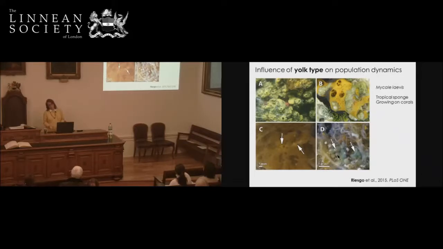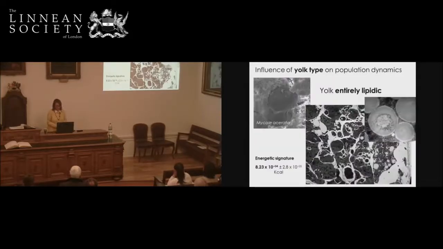But of course, we couldn't do it just by looking at the sponge. We wanted to do it in a comparative way. So we took another sponge, Mycale laevis, which is growing on corals. It's a very common tropical sponge. And we wanted to look at the embryonic development in both these sponges. So what we found was really interesting.